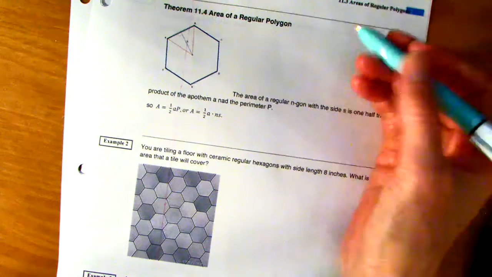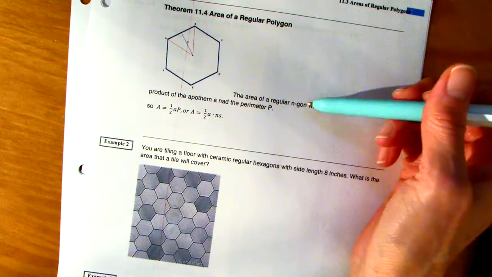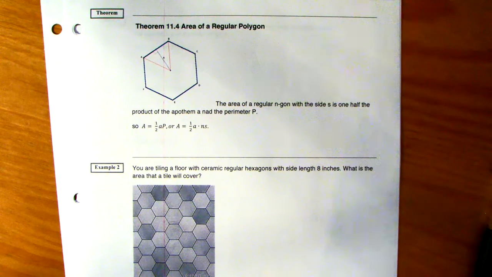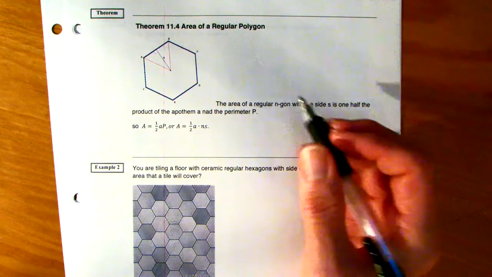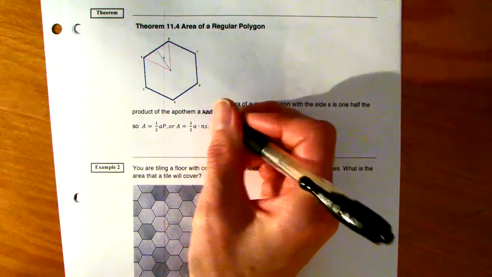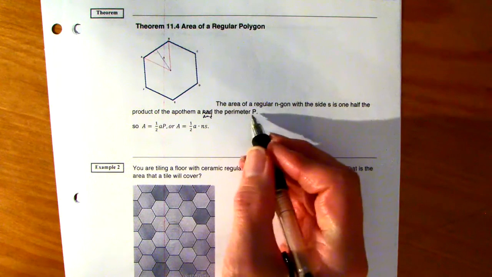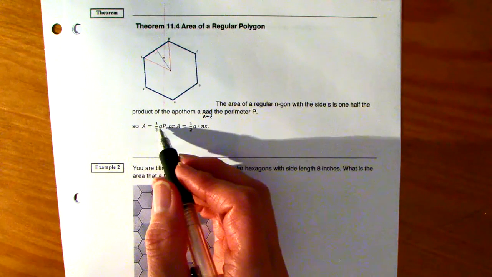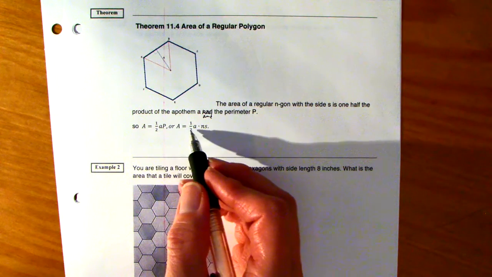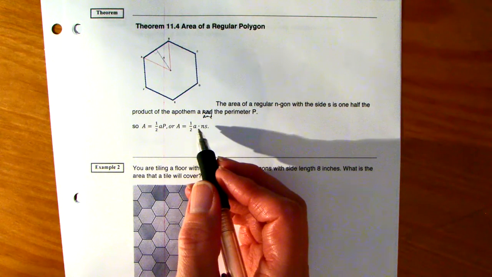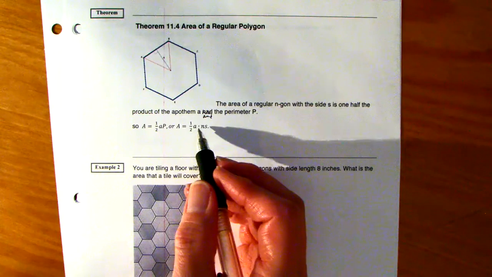Okay, area of a regular polygon. The area of a regular n-gon, okay, how many sides, I don't know, with the side S is 1/2 the product of the apothem and the perimeter. So A is equal to 1/2 the apothem times the perimeter, or A equals 1/2 A times NS.